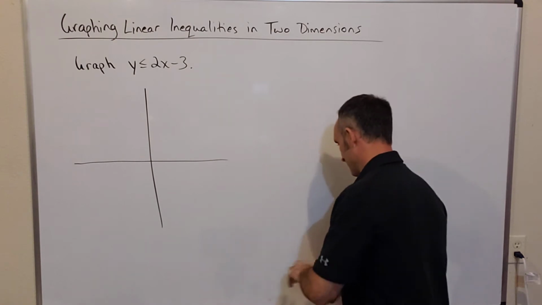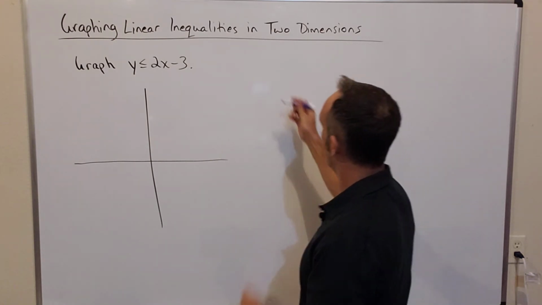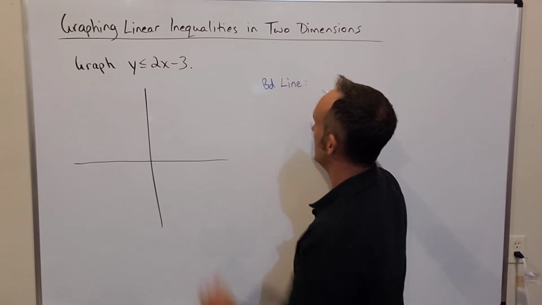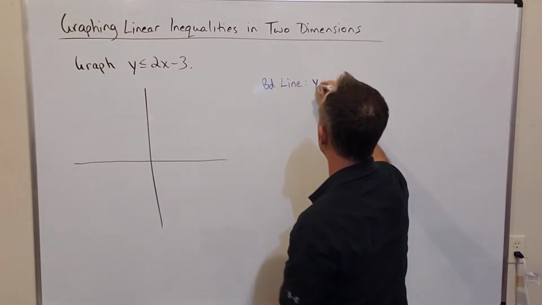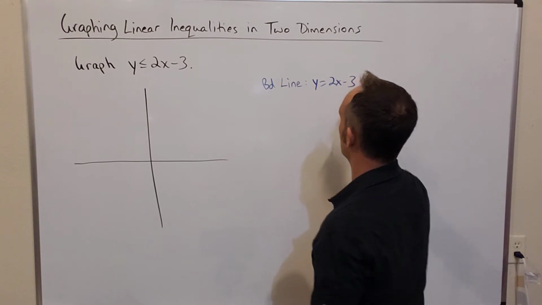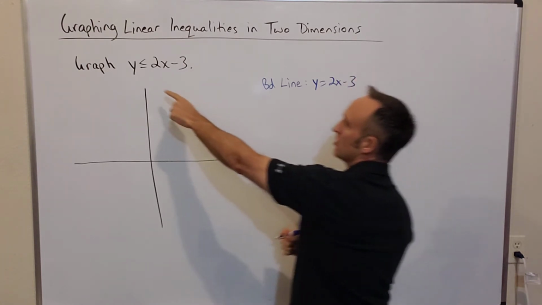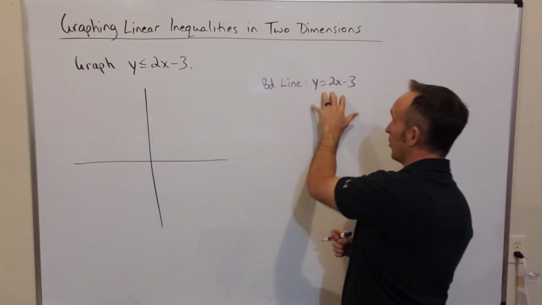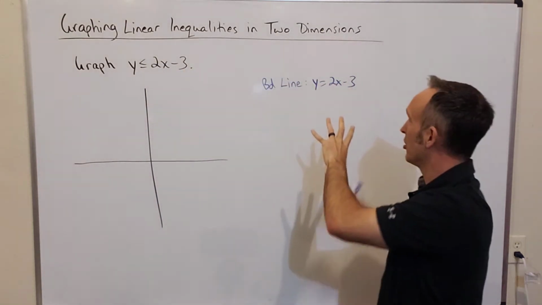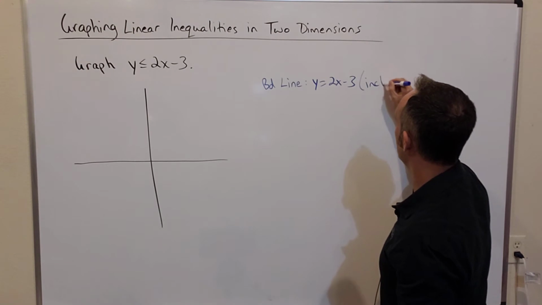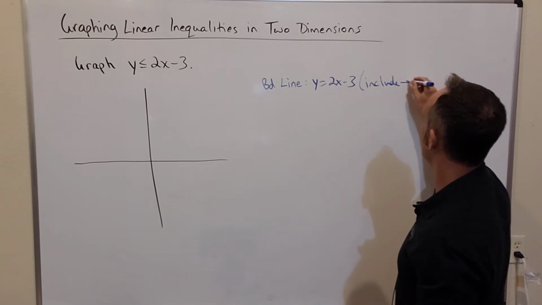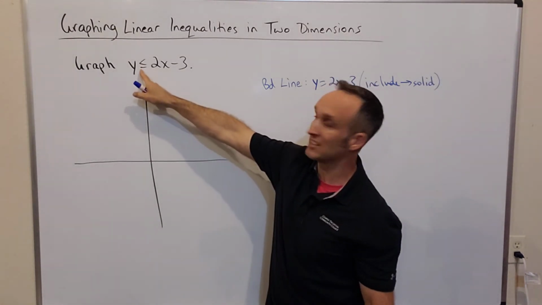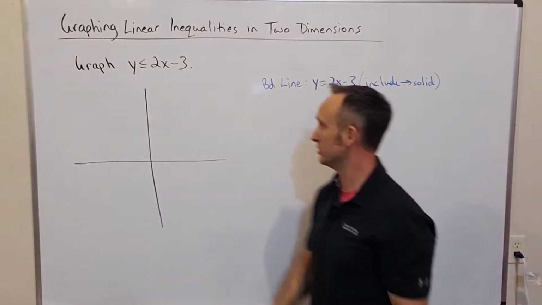There's our plane. So our boundary line, we have to graph it first, just like before, is y equals 2x minus 3. And since this says y is less than or equal to, that means that our equals case is included in our answer. So we need to include this in our answer. So it's a solid line. And again, that's because this has an equals. It could be less than or equal to.